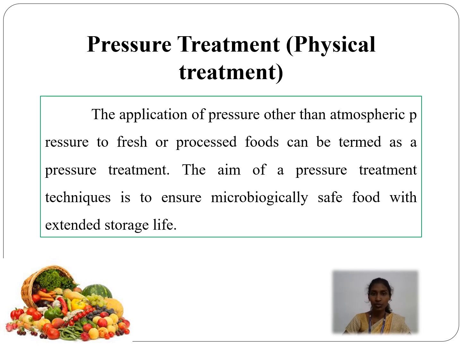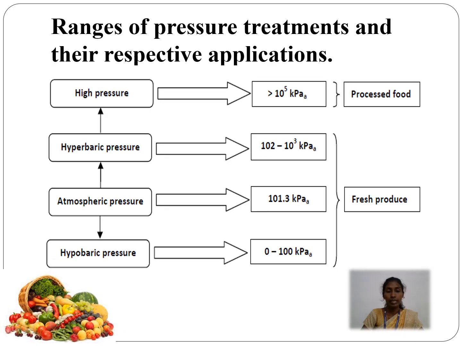What is the aim of a pressure treatment? It is so that we can ensure the food product is biologically safe, as well as extend its storage life. The application of pressure may range from low to high. Here are some examples of pressure treatments applied to fresh as well as processed foods. High pressure, above 10 power 5 kilopascal, can be applied for processed foods, and for fresh produce we can apply hypobaric pressure, atmospheric pressure and hyperbaric pressure, because we can protect our fresh produce from physical damages also.